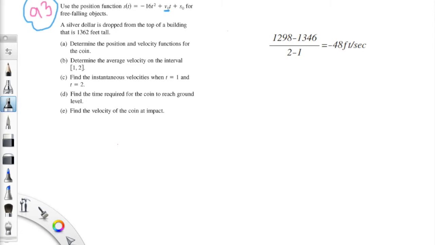Part C, find the instantaneous velocities when t equals 1 and t equals 2. When you're doing instantaneous velocity, it's at that instant. So normally you would take the slope of the tangent line of that point on the position graph, but since the tangent line is the first derivative, we already derived the function into the velocity and time graph, we can just plug it into that equation and then get the instantaneous velocities.